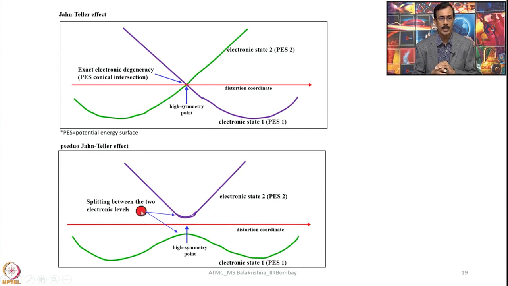You can see here the splitting between the two electronic levels, and this is again the high symmetry point, and this is electronic state 2 and electronic state 1, similarly electronic state 2 here and electronic state 1 here. So you can also see pseudo Jahn-Teller distortion, regular Jahn-Teller distortion, and the second order effect will also be there. This is because of the excited state in which uneven filling of electrons, or uneven electron occupation, is observed.